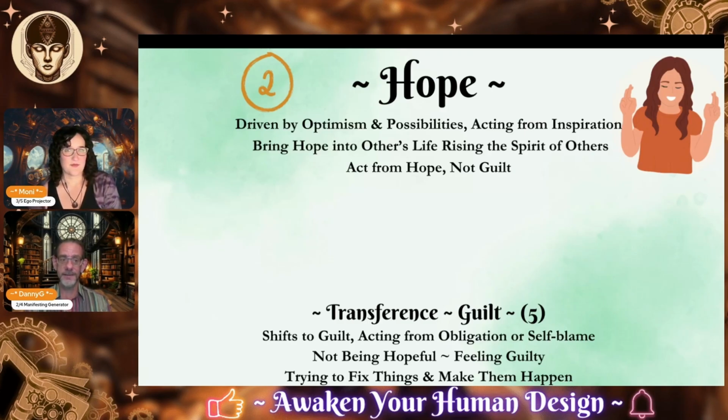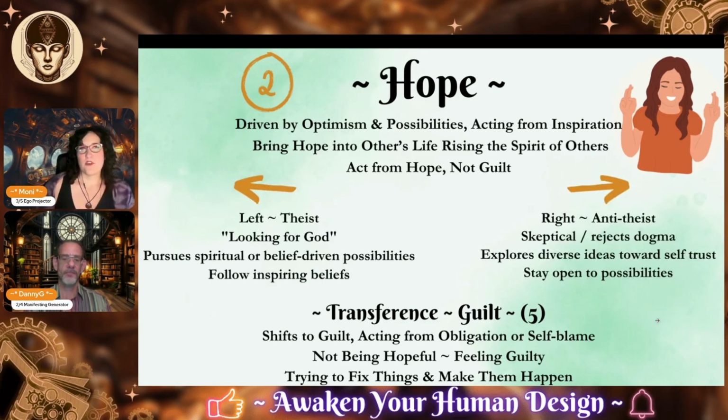This is getting done. So with the hope motivation, the left arrow is the theist, and they're looking for God, pursuing spiritual or belief-driven possibilities and following inspiring beliefs. On the flip side, you have the right arrow, which is the anti-theist, and they're more skeptical and rejecting of dogma and rigidity, and they explore diverse ideas toward self-trust while staying open to possibilities.